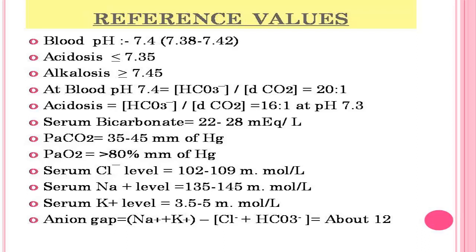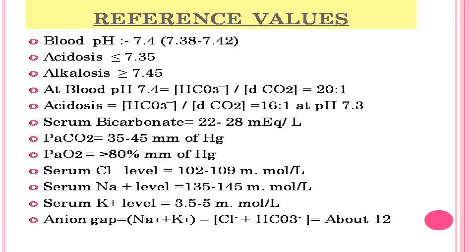And remember one important thing, at health the blood pH is 7.4, the ratio of dissolved bicarbonate in blood to dissolved carbon dioxide in blood will be around 20:1. And in case of acidosis, that is the pH 7.3, this ratio comes down to 16:1, that is the dissolved bicarbonate to dissolved carbon dioxide level in the blood at pH 7.3 will be 16:1. This is the case of acidosis.